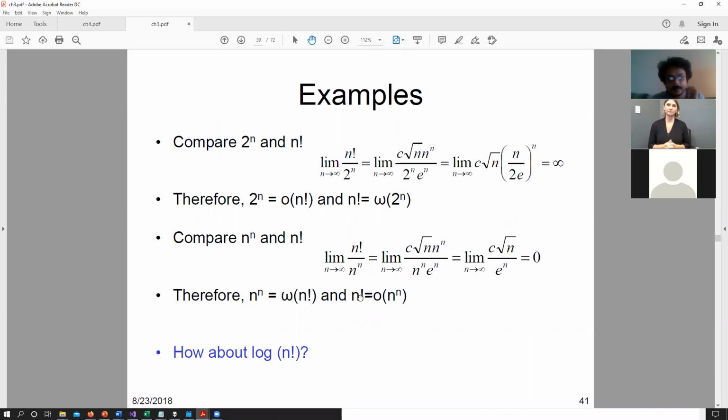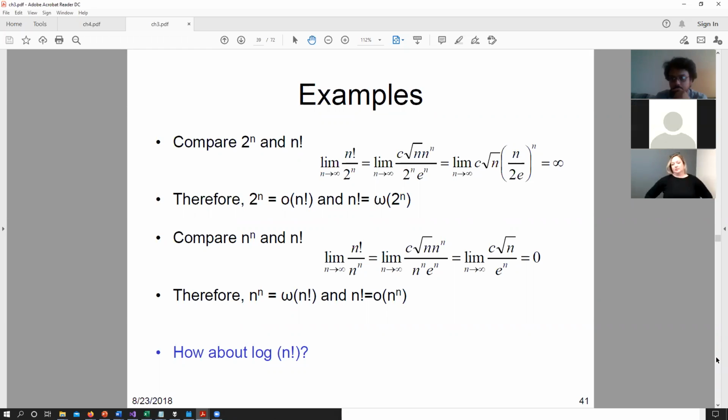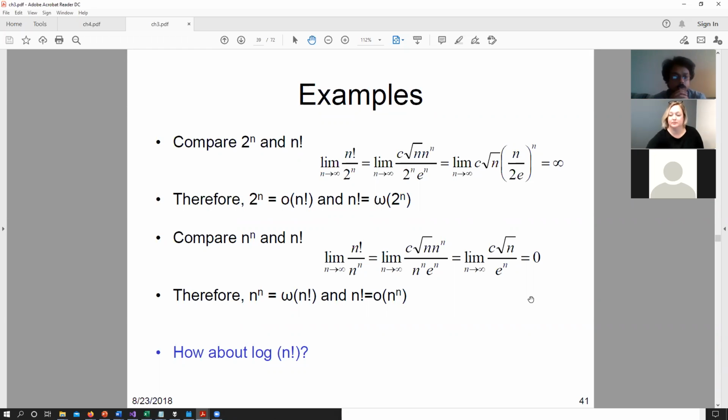Any questions about the second one? Everyone understands? Okay, so how about log n factorial? What would that be, if you have not looked into the slides yet? What do you guys think would be the bounds for log n factorial?